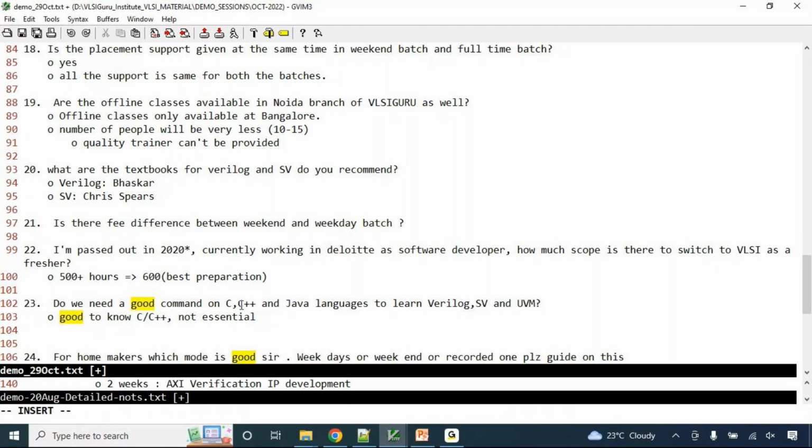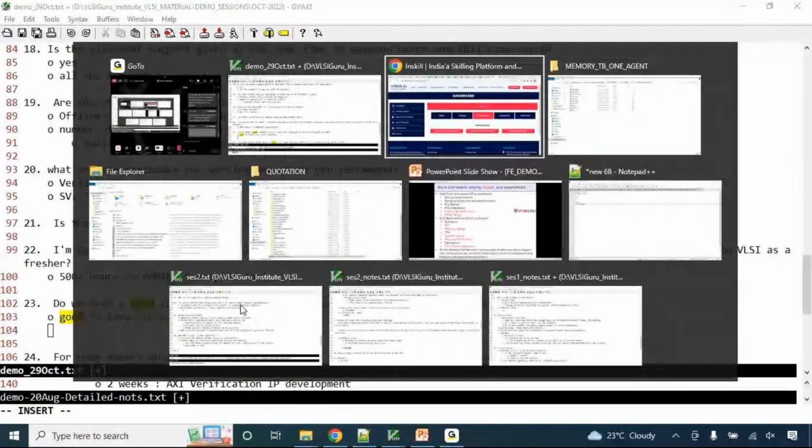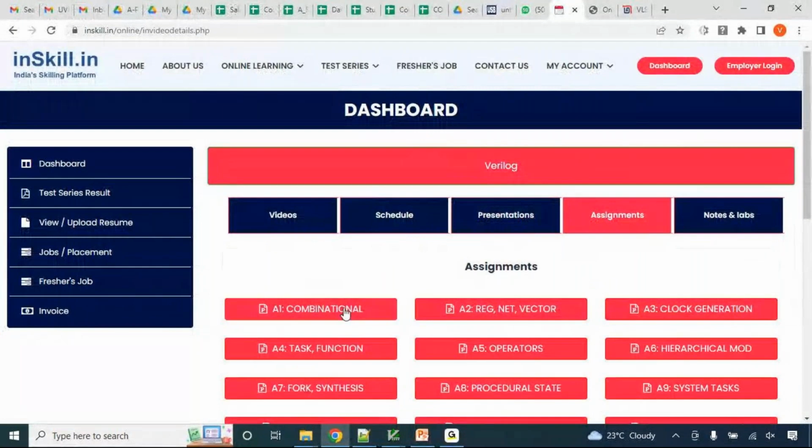Now, I may be telling it in a very easy manner, but we will be starting from the basics. I'm not going to teach from for loop and while loop. I'm going to teach from what is a multiplexer, how to write Verilog code for a multiplexer, how to write a test bench for it, what is a half adder, how to write it. Even if you see the assignments, they are focused in the same manner. First, we focus on combinational logic only. Then we go to data types, reg, net, and vectors. Then we go to a basic clock generation example. Like that, in a gradual manner, we increase the complexity.